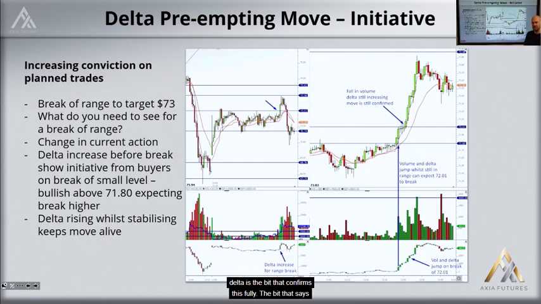The increase in delta is the bit that confirms this for you. The bit that says this isn't just a drift up and potential fallback. This is initiative being taken. This is the drive higher. That is the opportunity then for that break towards the upside. That's the bit that you're after.